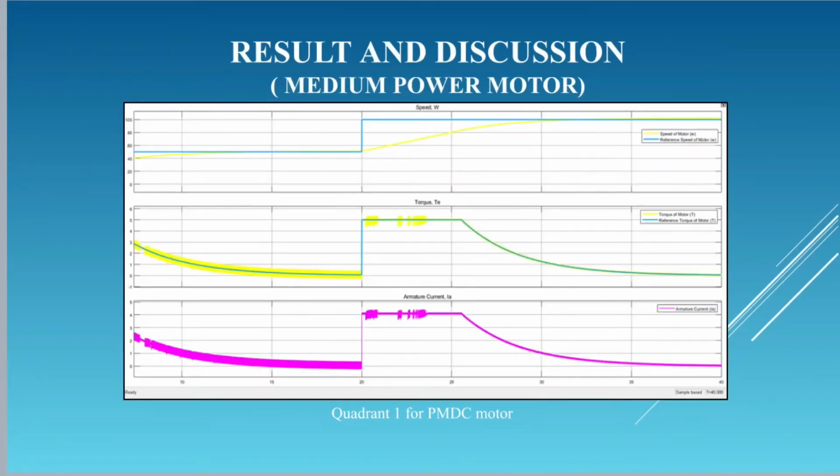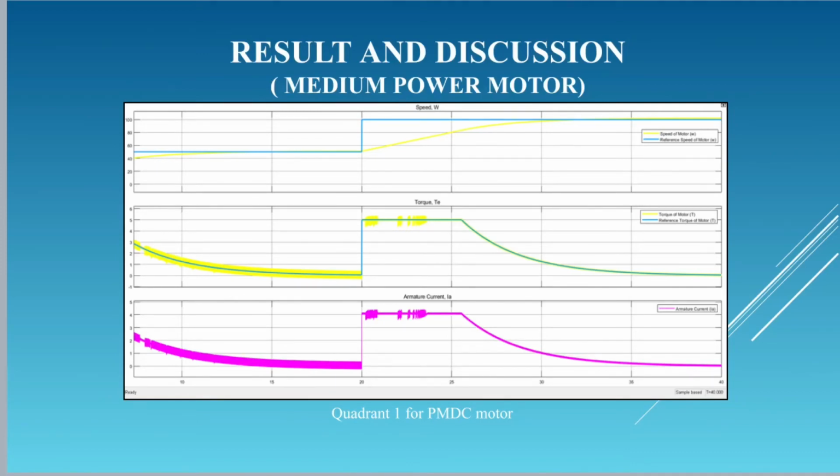Now we move on to the medium power motor. The figure shows the speed, torque and armature current graphs for the PMDC motor which operates in quadrant 1. The blue waveform refers to the speed of the motor, while the yellow waveform refers to the reference speed in the graph of time against speed. For the graph of time against torque, the blue and yellow waveforms change to torque. For the time against armature current graph, the pink waveform refers to the armature current.